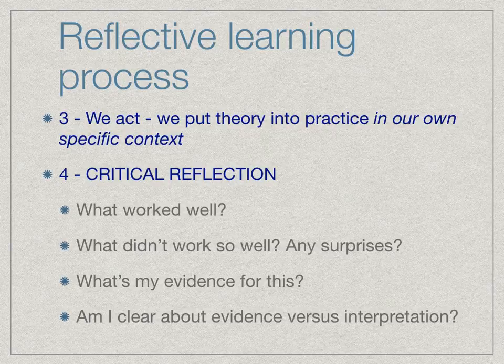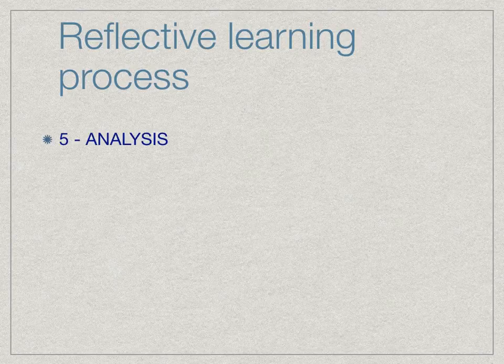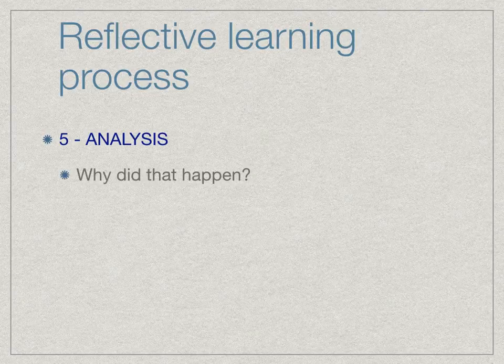We've started with do, we've now gone on to reflect, and reflect is specifically about what did I just do, and now we're going to go into explain, which has two parts. So now we do analysis. And analysis is trying to explain to myself, okay, I know what happened, I know what worked well, I know what didn't work well, I've got my evidence, so why do I think that happened?